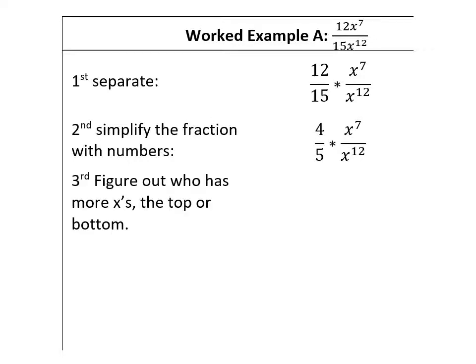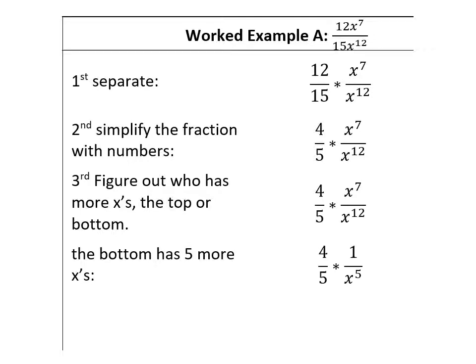Figure out who has more x's, the top or the bottom. The bottom has more. It has 5 more, and so we leave that in the denominator. And then we put our answer together, and we end up with 4 times 1, or 4 on top, and 5 times x to the 5th on bottom. So our end answer is 4 over 5x to the 5th.